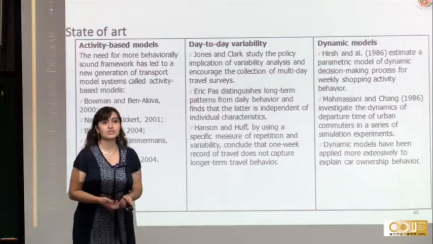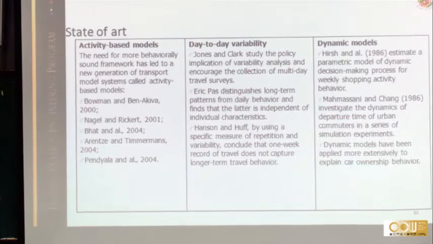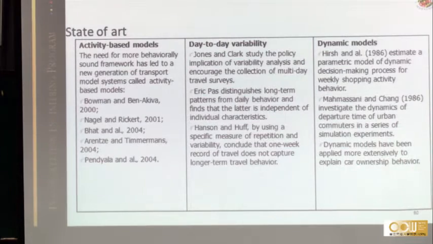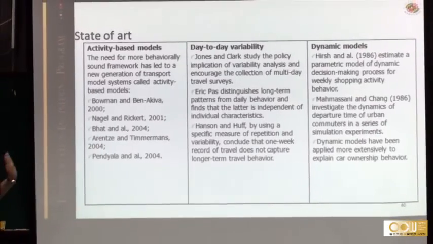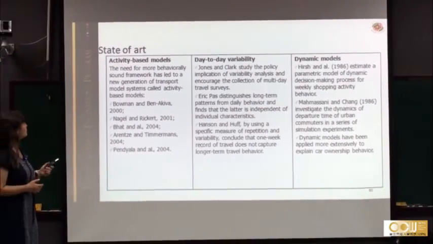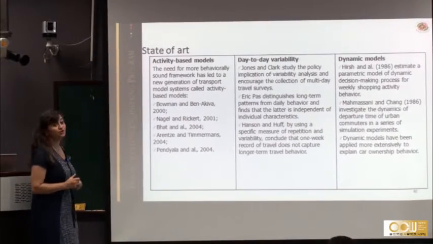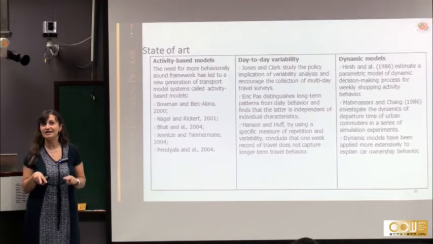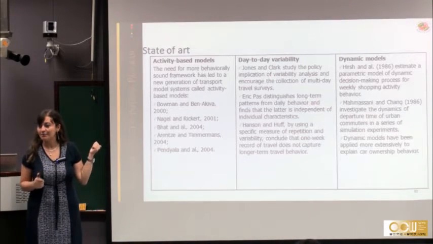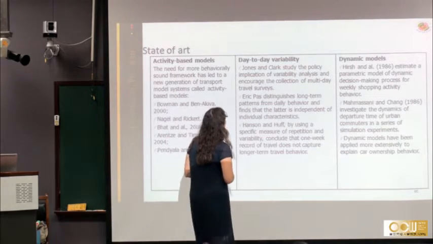But in transportation, especially in the early 90s, there was a lot of interest in studying day-to-day variability in travel behavior. The first ones who started to propose to study day-to-day variability were researchers in Oxford. There was a very good research group there. Jones and Clark encouraged people to collect multi-day travel surveys. And not by chance, Kay Axhausen was one of the students. So really, they started to think that day-to-day variability was important.